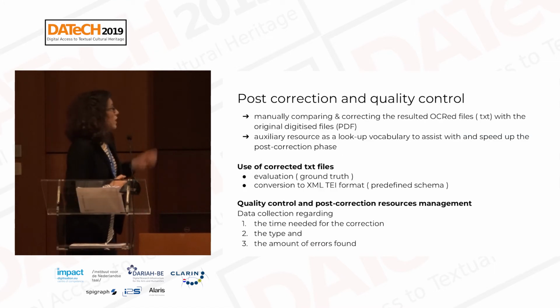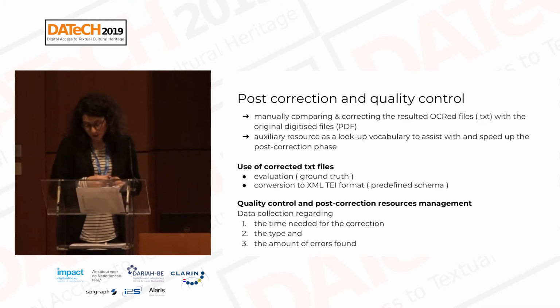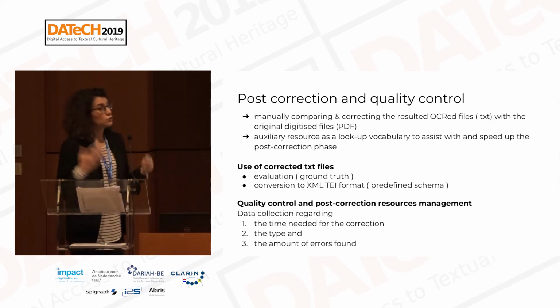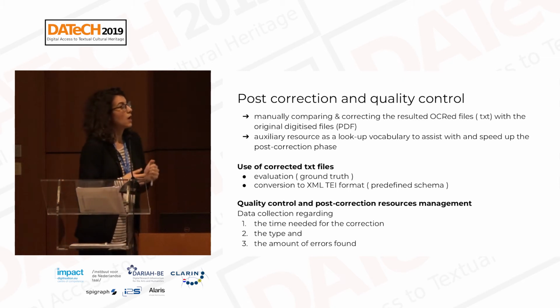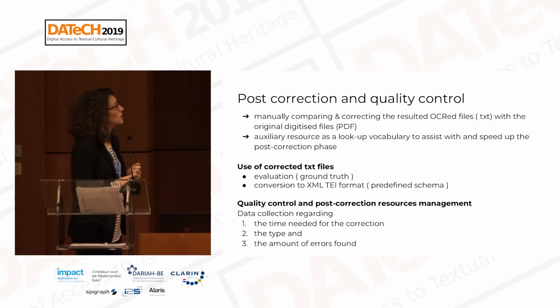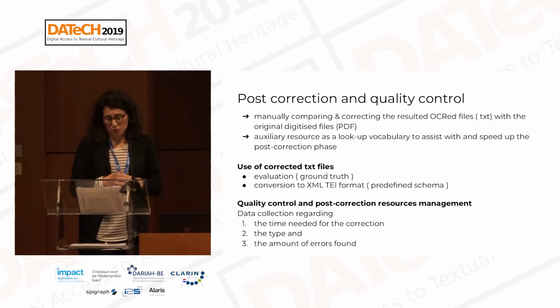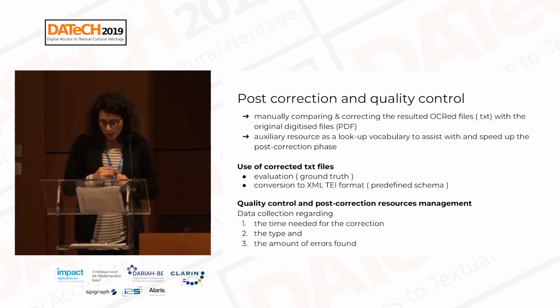A couple of words for the post-correction quality control in the end. In order to further check the resulting OCR files and to produce an accurate textual corpus, we needed to manually compare and correct the resulting OCR files in text form with the original digitized files, the PDFs. In order to do so, we also created an auxiliary resource as a lookup vocabulary for the post-correction phase. This was the most laborious task for us, I must say.